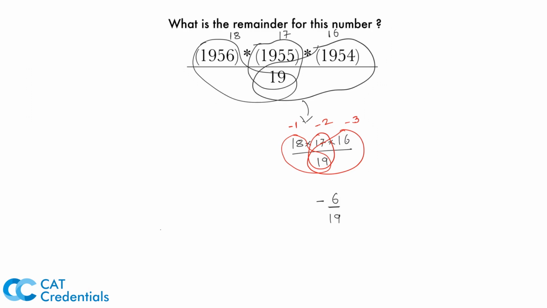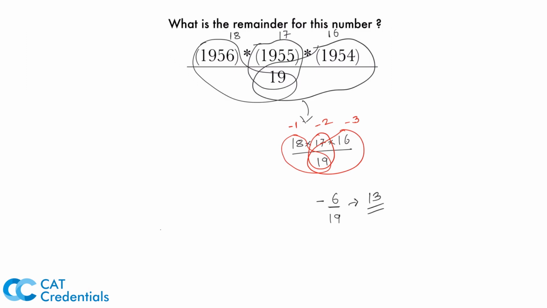So the answer here comes out to be minus 6 by 19. But as soon as I look at this sign, I should understand this is an answer for a negative remainder. To get the positive remainder, you have to add the 19. Minus 6 plus 19, the answer will be 13, and that's your final answer. Don't believe this? Then just multiply 1956 into 1955 into 1954, whatever the big 12 digit number that you get, divided by 19, you will get the remainder as 13.